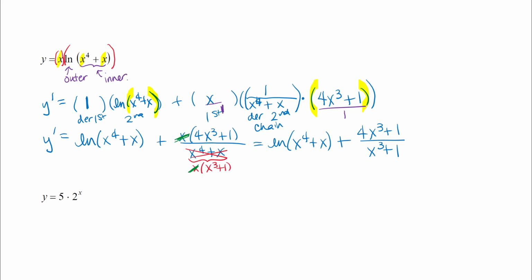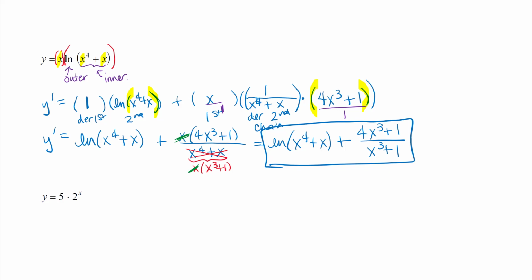All right, it's tempting in that last fraction to start crossing other things out, but I don't have any common factors in that last fraction, so there's nothing else that I can cancel in that last fraction. So there we go. All right, let's look at another example here.